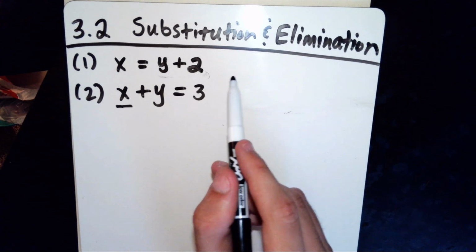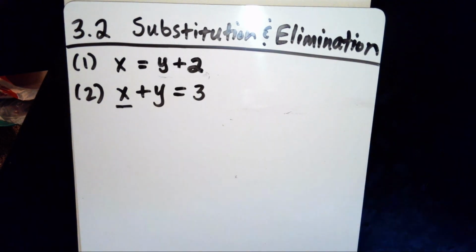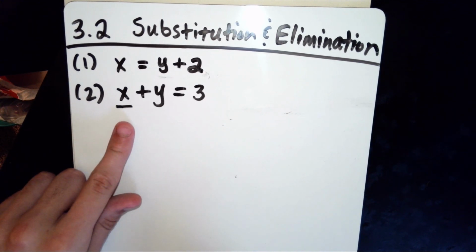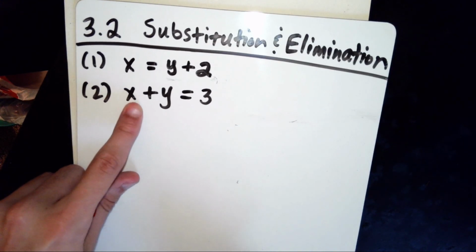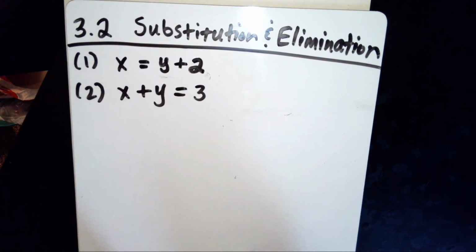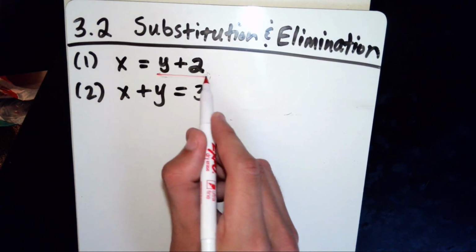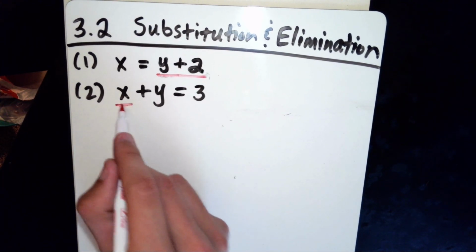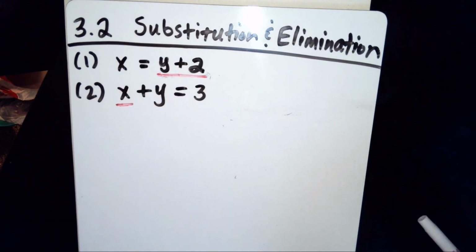So instead of, I'll use a different color. Instead of thinking of x down here as x in the second equation, because x is y plus 2 in the first equation, we can substitute it in for x down here. Let me show you what I mean in more detail.